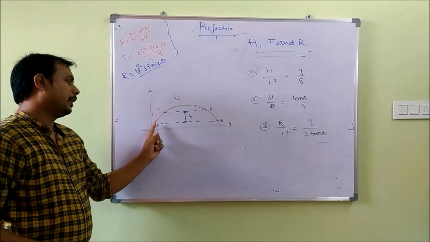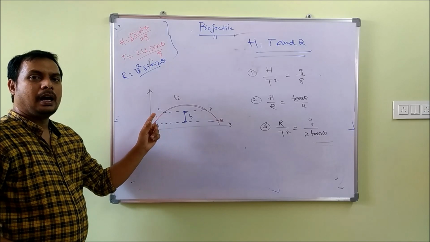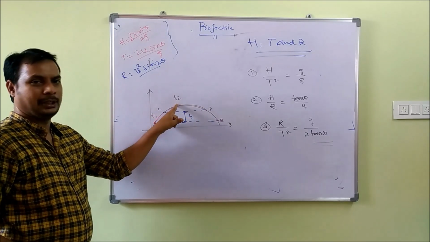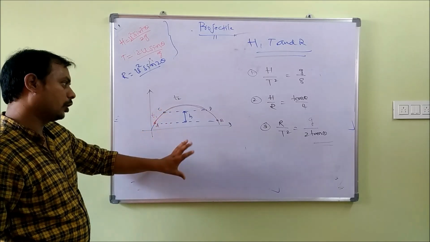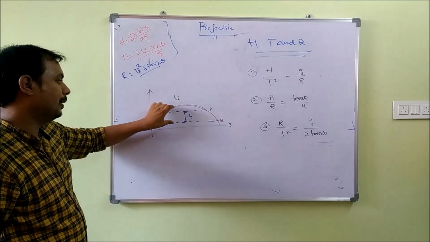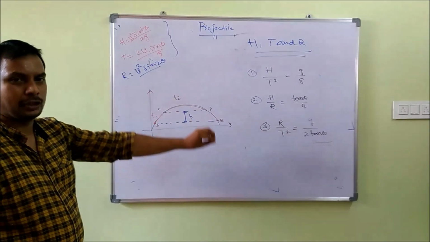AB, the time taken from A to B is T1, and the time taken by the projectile to travel from C to D is T2, as mentioned in the question. Then what is the height difference between AB as well as CD? So for this, we need these relations.